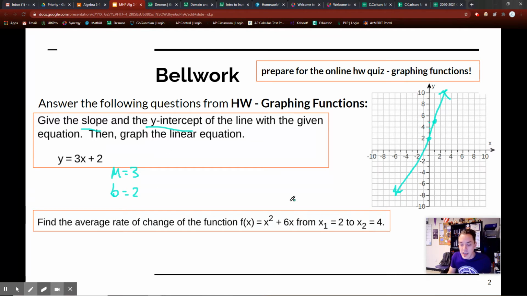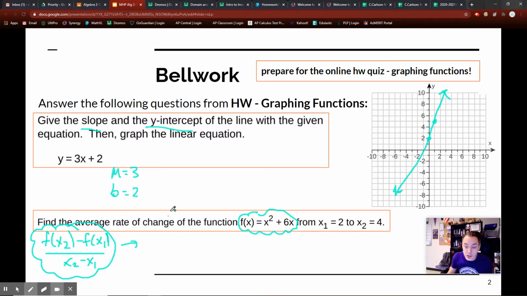Find the average rate of change. How do I find the average rate of change? Well, this is your formula. I'm going to put it up here. f of x sub 2 minus f of x sub 1 all over x sub 2 minus x sub 1. This is your formula. What does that mean? It means I'm going to use this. This is your function. Okay? Now watch what I'm about to do. This is going to change into this.